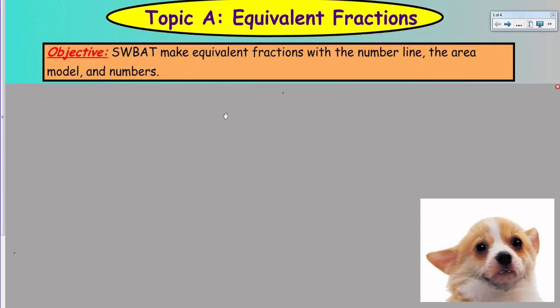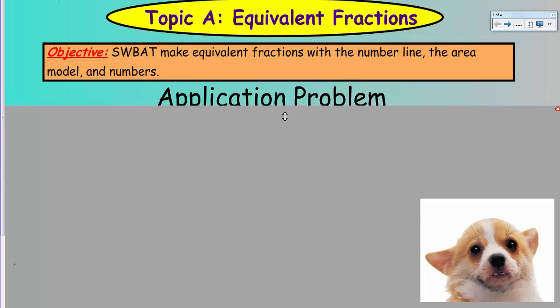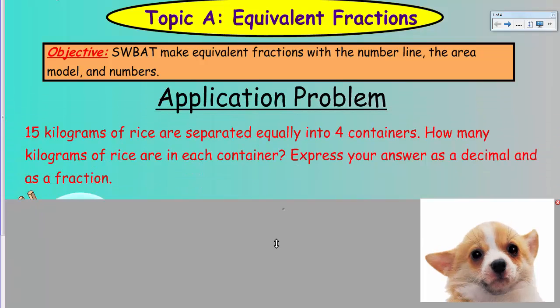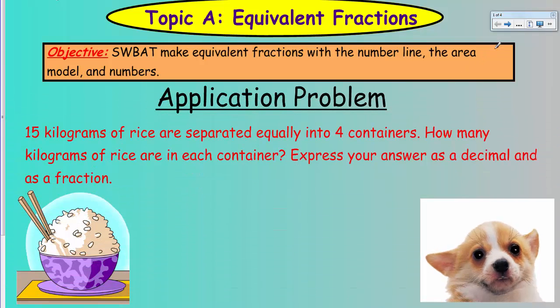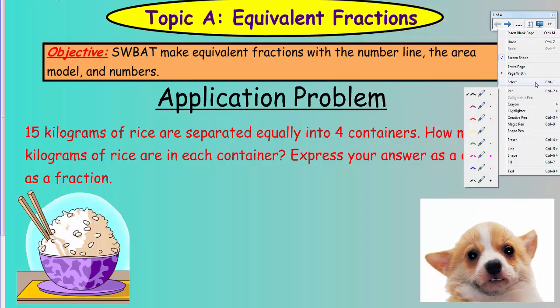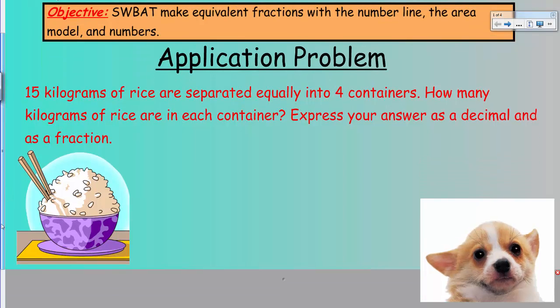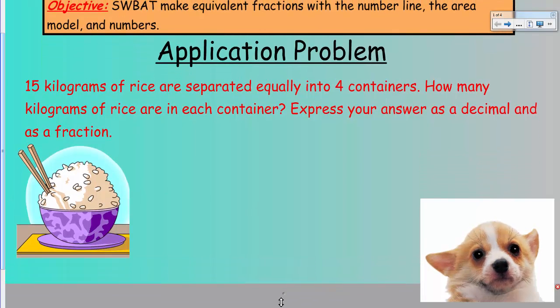Anyway, by the way, don't be confused with all this magic pen stuff, that has nothing to do with that secret code. Anyways, we're going to take a look at this application problem. You recall we did this in class, so I'm going to move along and do it rather quickly. And as you can see, we have 15 kilograms of rice.